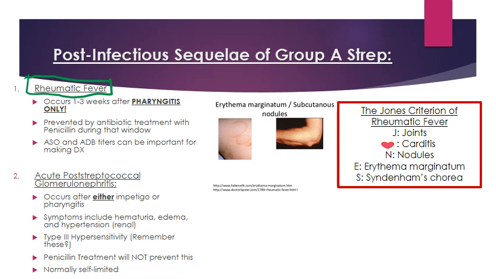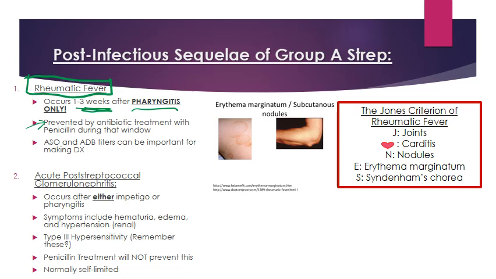So rheumatic fever only occurs after pharyngitis, and it occurs 1 to 3 weeks after pharyngitis, but it can be prevented. It can be prevented by treating the patient with penicillin within those 1 to 3 weeks of their pharyngeal infection. So why is that important?